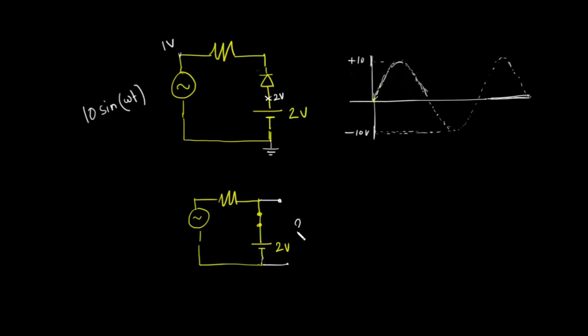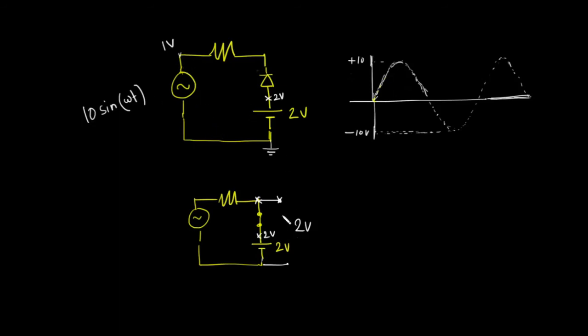Now the output voltage will be 2 volt, because since this is a short circuit, the voltage of this node was 2 volt. Since it is short circuited, the voltage of this node will be 2 volt and the voltage of this node will be 2 volt. Okay, so the output will be at 2 volt.